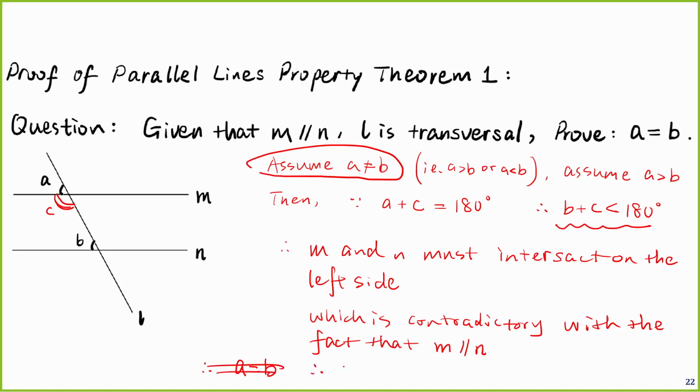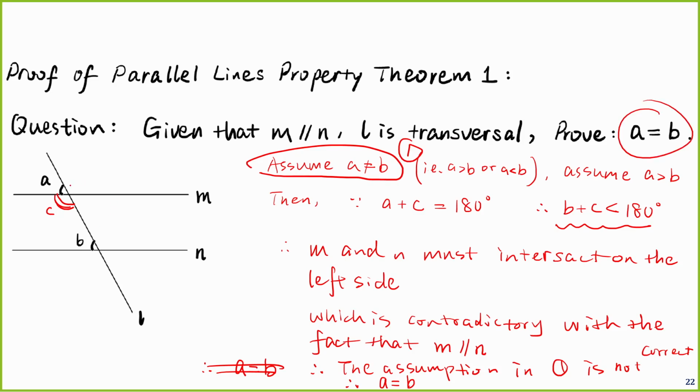So, therefore, the assumption in step one is not correct. If it's not correct, the opposite of it must be correct. So therefore, we know A must equal B, right? In this way, we have proved A equals B. Did you get it?